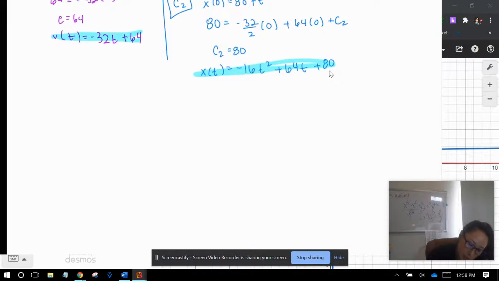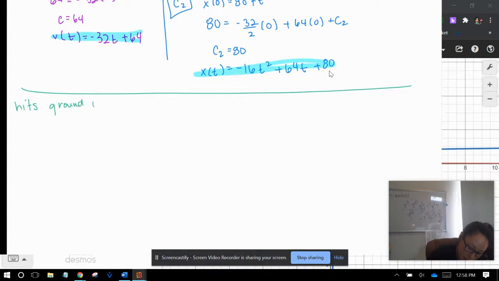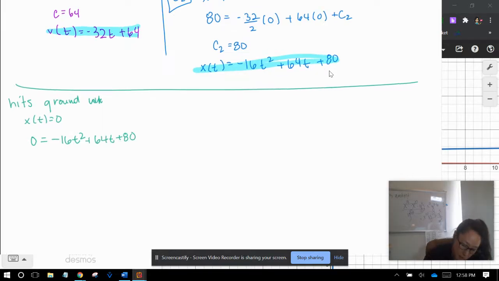So we know the ball hits the ground when x of t is equal to 0. So I'm going to plug in 0 and solve for the time. I'm going to use my math. Factor out 16, giving me negative 16 times t squared minus 4t minus 5 is equal to 0. I already have the 0, don't need that.